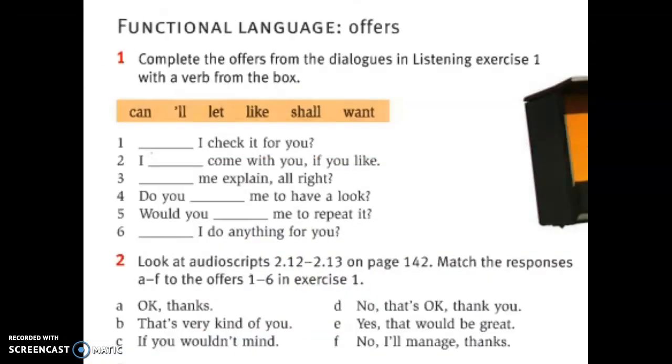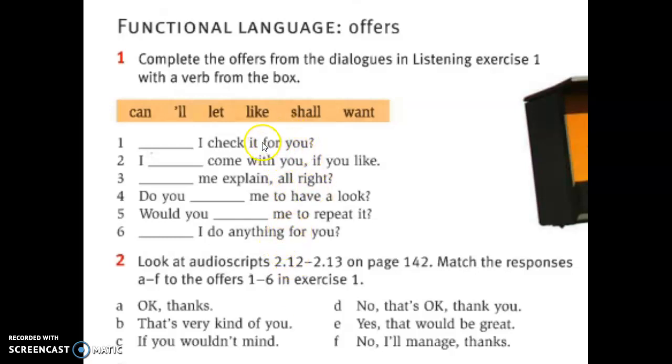An important part of any functional language, like offers, are the responses. So rather than getting the students to go through the audio scripts of the dialogues they've heard, which can be quite laborious and time consuming and becomes a whole reading task in itself, I would just try and elicit some responses from the students.